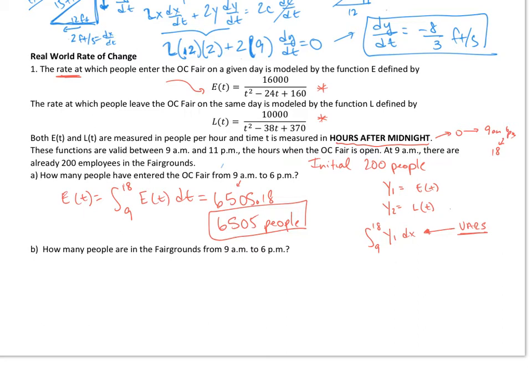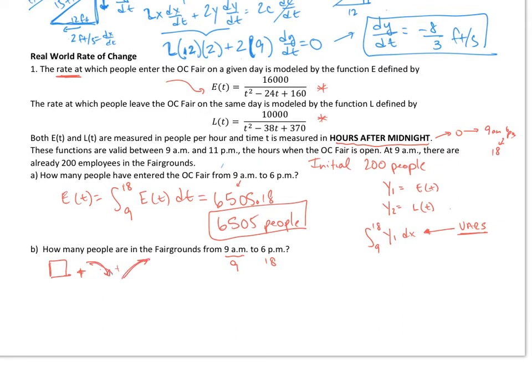All right, so for part B, how many people are in the fairgrounds from 9 a.m. to 6 p.m.? Well, we've already established that 6 p.m. is 18. So how many people are in there? Well, we've got people coming in, we've got people leaving, and we have an initial amount here. So that's what we have to do.